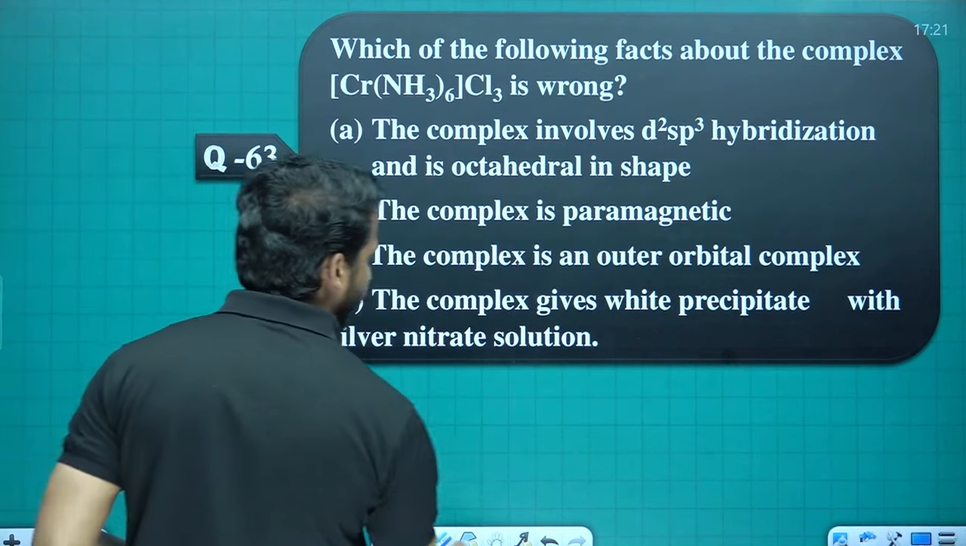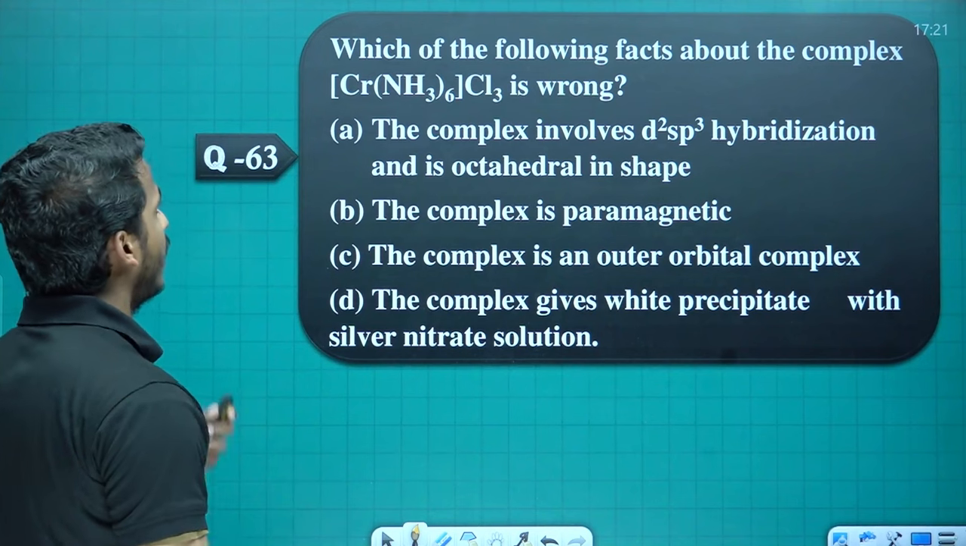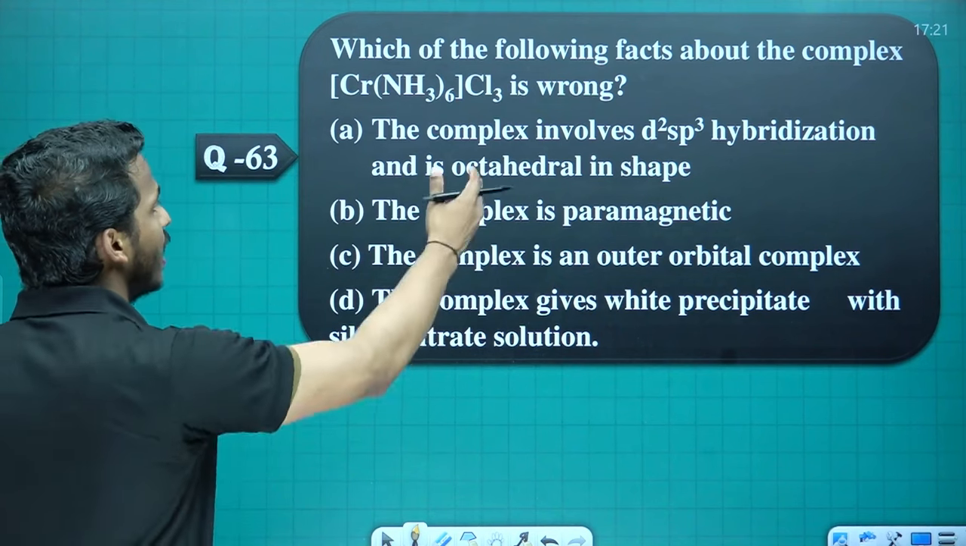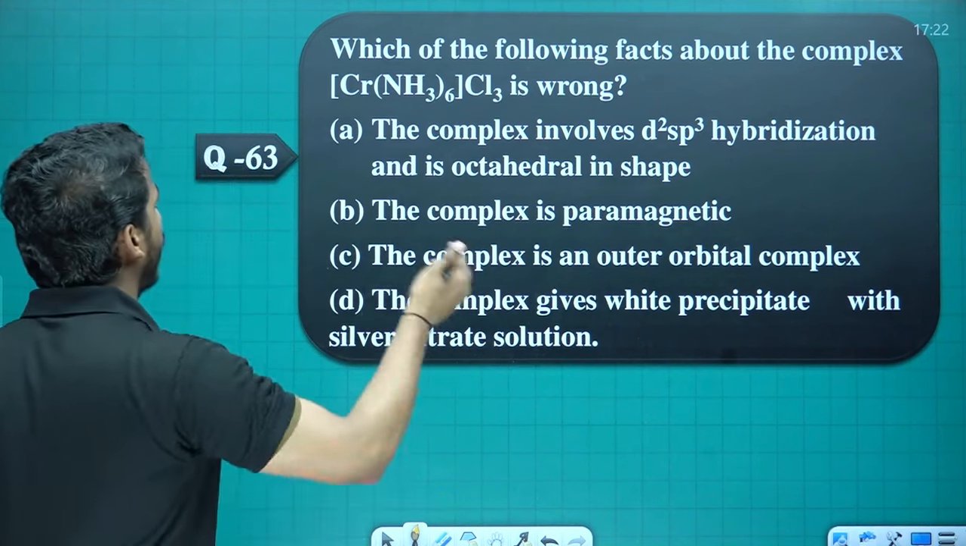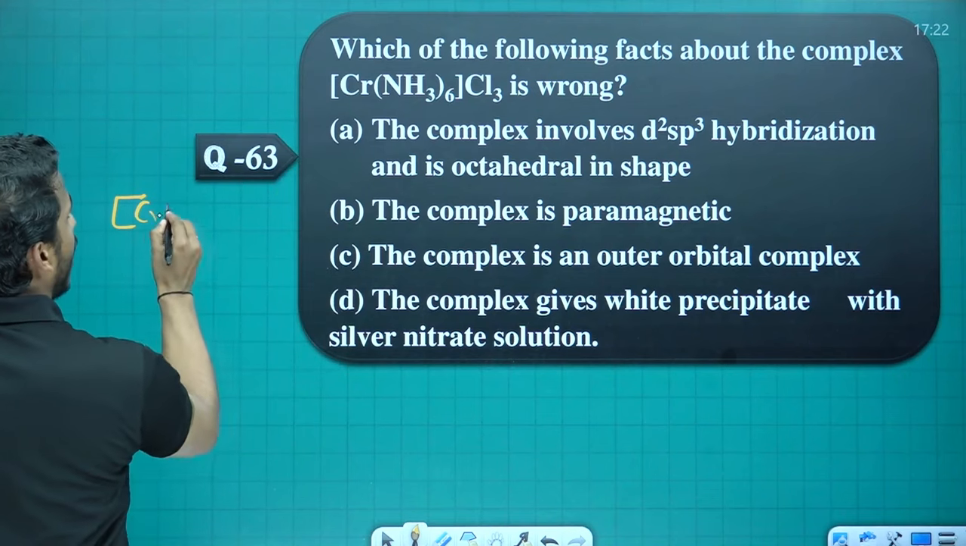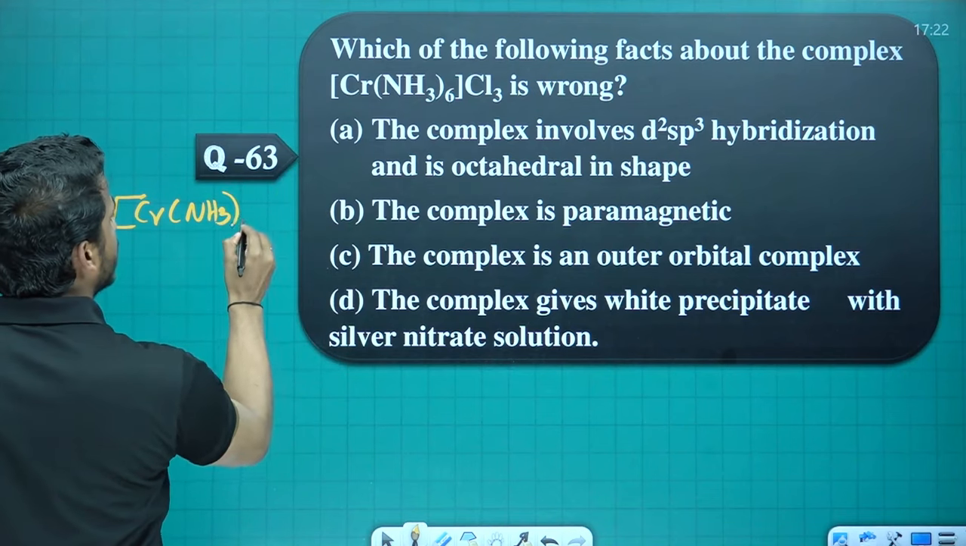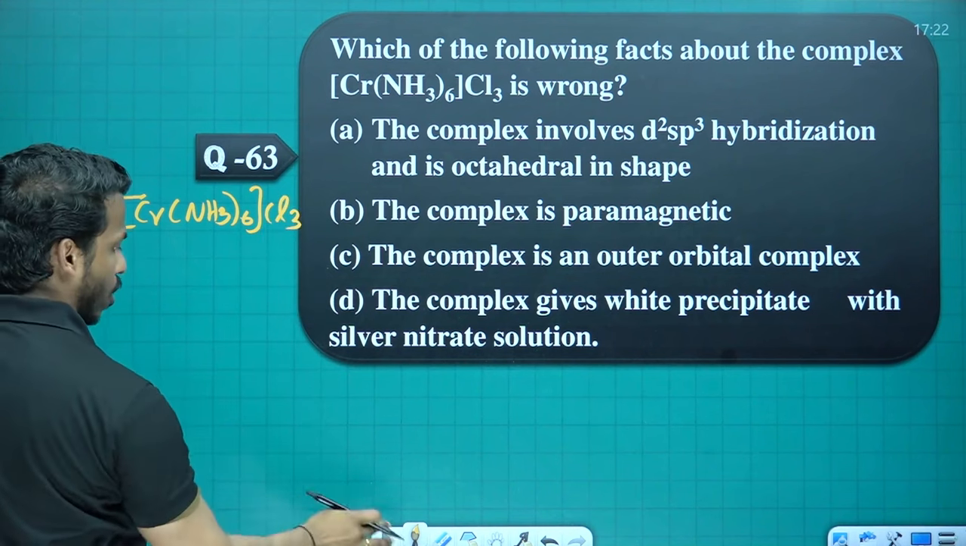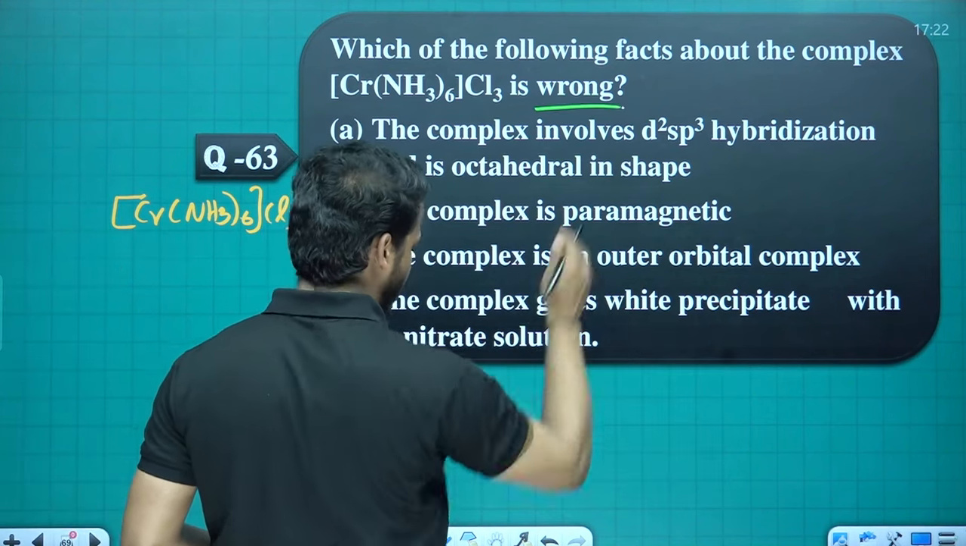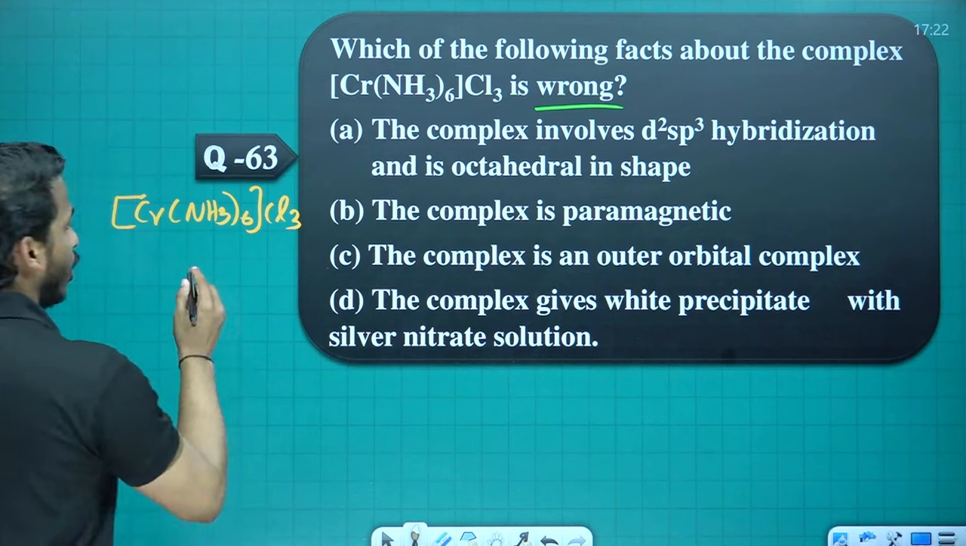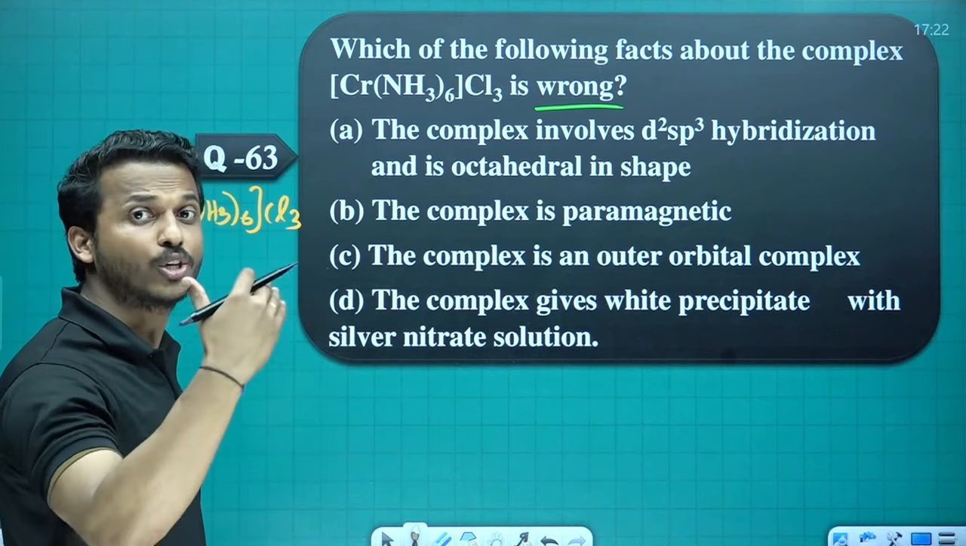Which of the following facts about the complex is wrong? So they are asking about the shape and all. So let us calculate faster. They have given [Cr(NH3)6]Cl3 as the complex, right? Which is wrong? That's the question. Let us go for the complex. You know the step 1, step 2, step 3 calculation of VBT.